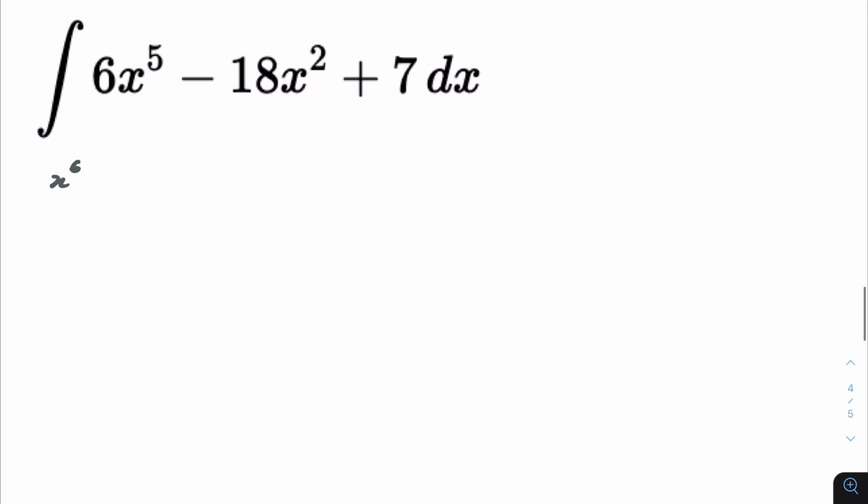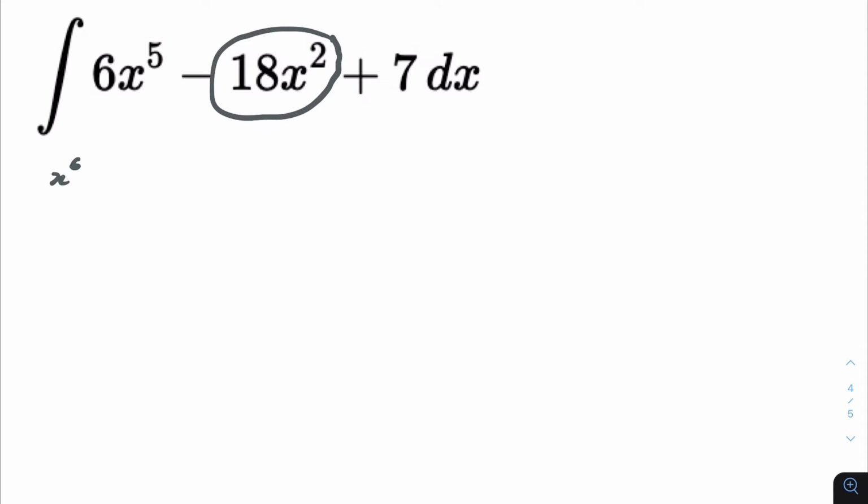And then for the next part, we do the exact same thing. Increase the power by 1, that becomes 3. And then 18 divided by 3 becomes 6. So it's, well, not plus, minus 6x cubed. And remember that it works the same way as in differentiation, because the powers are done separately when you have a minus sign. If it's a multiplication sign, it's a lot different. But you don't really need to know that for GCSE level.